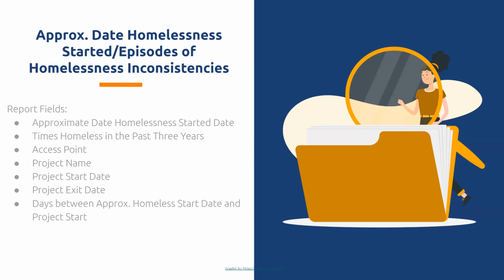So the report fields that you'll see, and you definitely want to pay attention to, besides the client name, client unique identifier, full name, all of those different fields. You'll also want to take a look at the approximate date of homelessness start date, times of homeless in the past 3 years, and also days in between approximate homeless start date and project start. So those are important to make sure that those data fields are correct. Next slide, please.